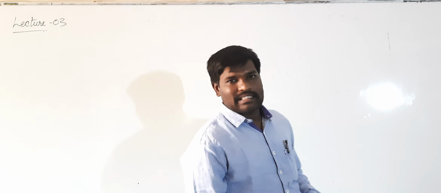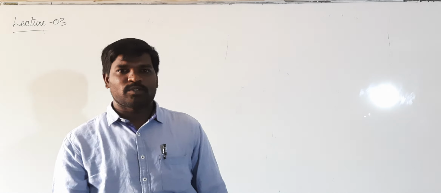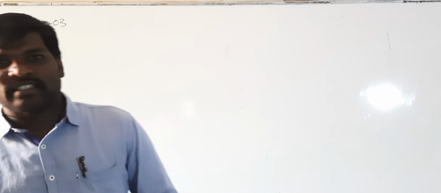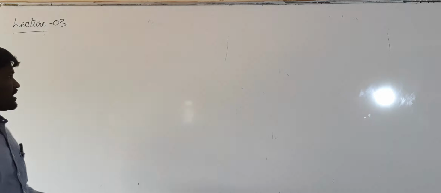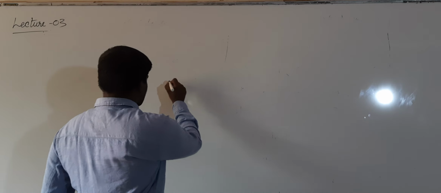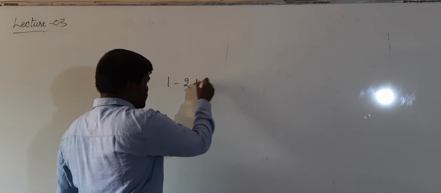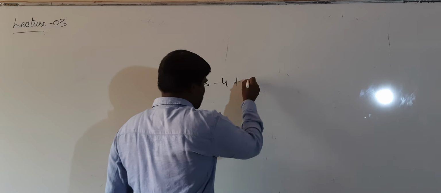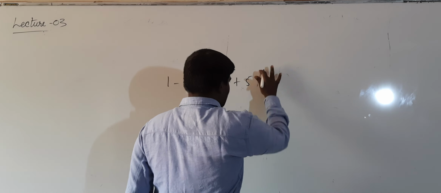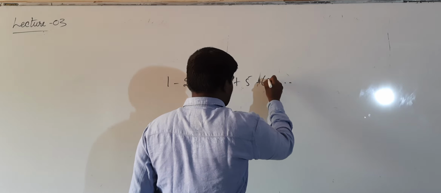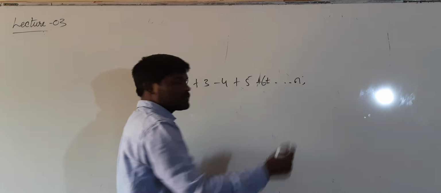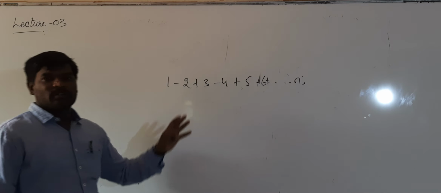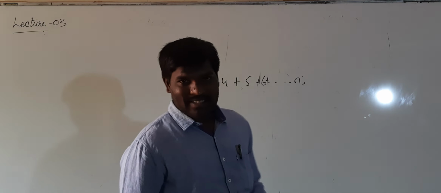Dear students, in the last class we discussed the types of constructor. Yesterday I gave some examples, and one I have to solve. That is 1 minus 2 plus 3 minus 4 plus 5 minus 6 plus up to n. So we have to find out the series of this.